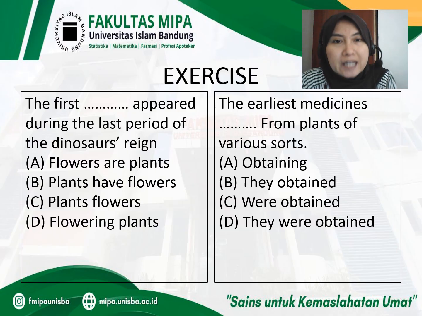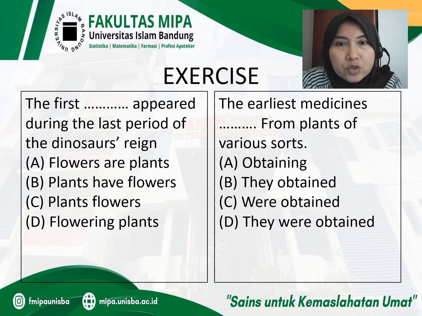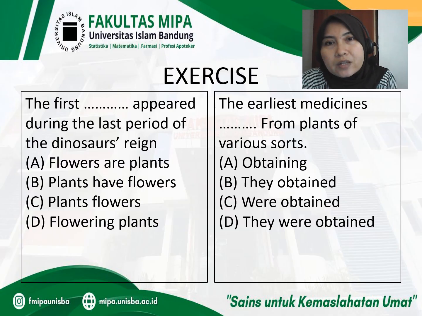So let's check option A. Option A is "obtaining." Obtaining is only an -ing form, so not a complete verb. So this is not the answer. Let's see B. "They obtain." There is also an extra subject, because we have the word "they" in option B. So we don't need that because we have already a subject in the question. So let's move to option D first. D, "they were obtained." There is also an extra subject. "They" is a subject, so we don't need a subject in this question.